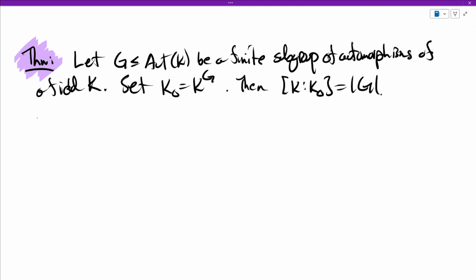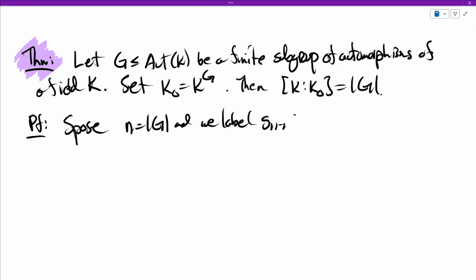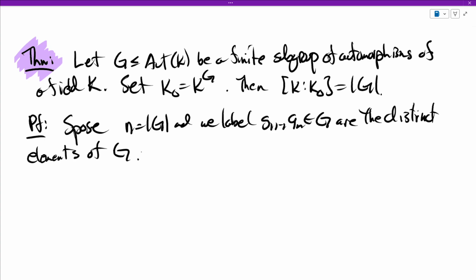Okay. All right, this is going to be a long proof, so I apologize in advance, but it's kind of unavoidable. So suppose n is the order of the group, and we label g1 through gn the elements, the distinct elements. Now keep in mind these are automorphisms. And automorphisms are isomorphisms from the field to itself. In particular, they are special monomorphisms. So the Dedekind lemma is going to apply here. And one of these has to be the identity element of the group. We're going to make sure that g1 is the identity.